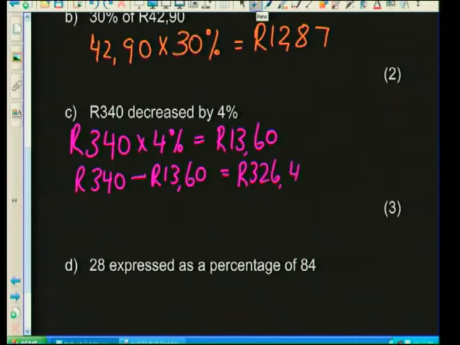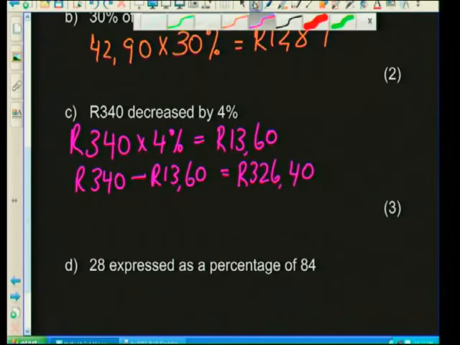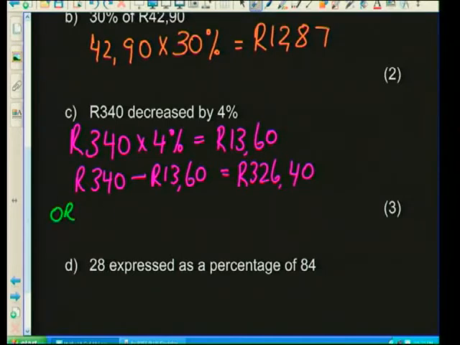326 Rand 40. I can also actually do this in one step. So this is my OR. Let's try a different color. I'll show you OR. I can take my 340 Rand and I'm going to times by 100% minus 4%, because I'm decreasing it. And I'm going to get an answer.